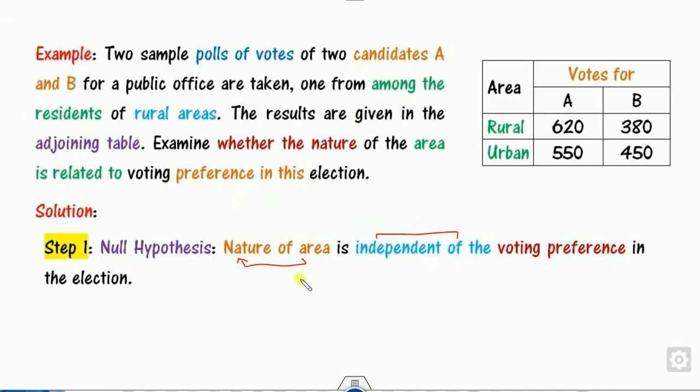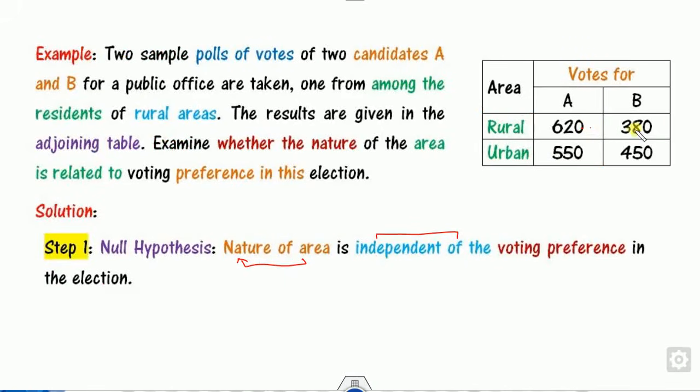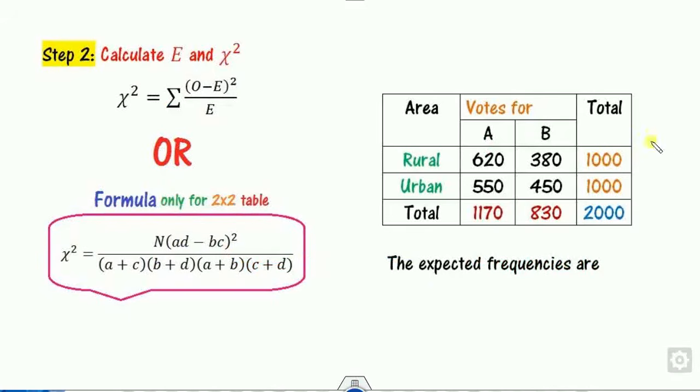Now the second step is to calculate the value of E and chi-square. Firstly, we add them, this plus this, and calculate these numbers. There are two methods to calculate this chi-square, because this matrix is again a 2 cross 2. Look at that, this is a 2 cross 2, so there are two methods for finding the chi-square. One is this, second is this. If you apply this method, then this is my N, this is A, this is B, this is C, and this is D.